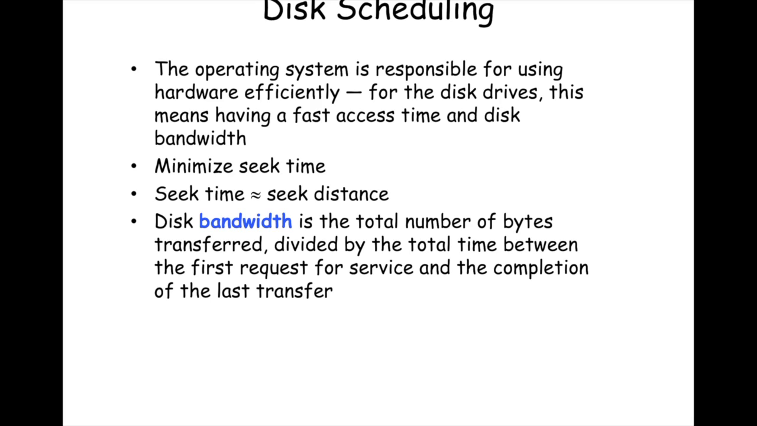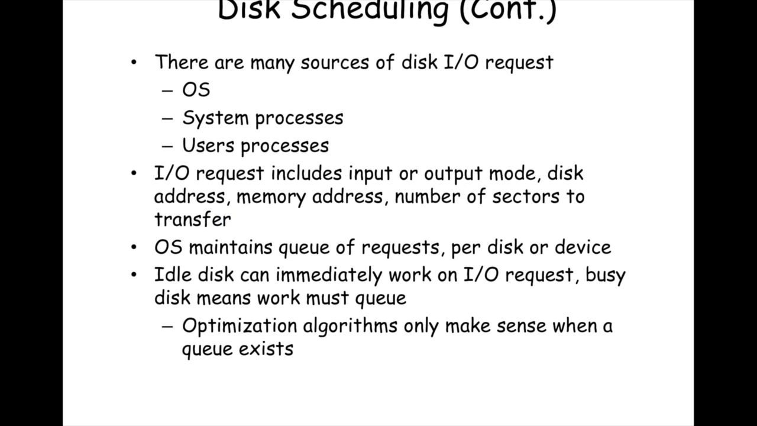And so disk bandwidth is the total number of bytes that you transfer divided by the total time between the first request for service to get data or write data and the completion of the last transfer. And so the name of the game in disk scheduling is to try to increase efficiency and also minimize the time it takes seeking. So there are many sources of requests for I/O, the demand on the disk drive. The operating system can do it. System processes can do it, and user processes can request I/O. And this typically includes whether it's input to write data to or output to get data from.